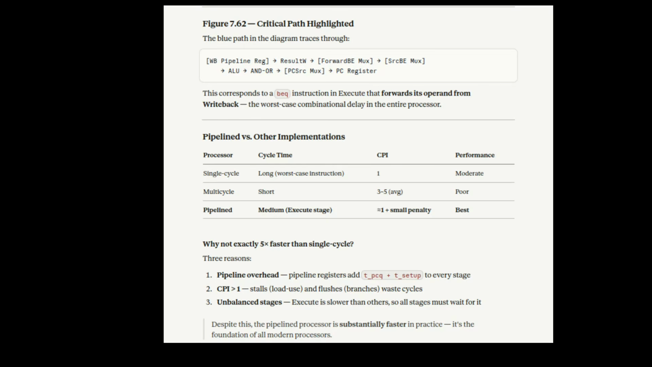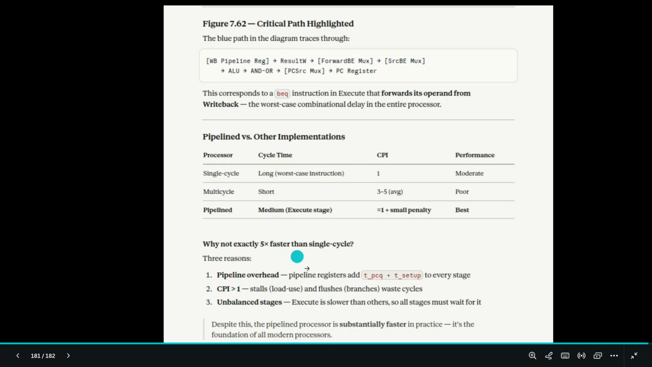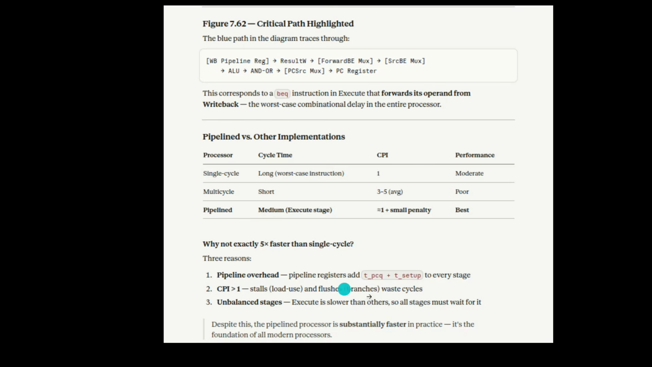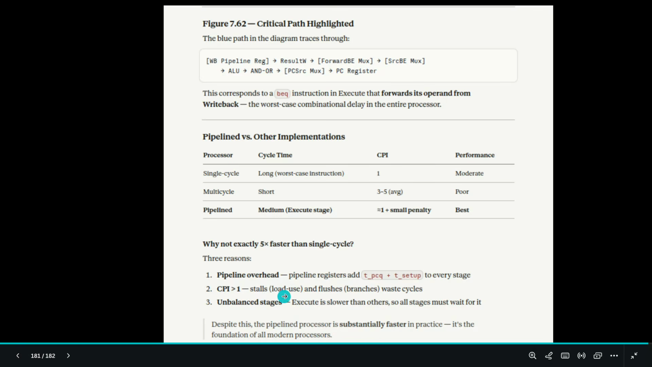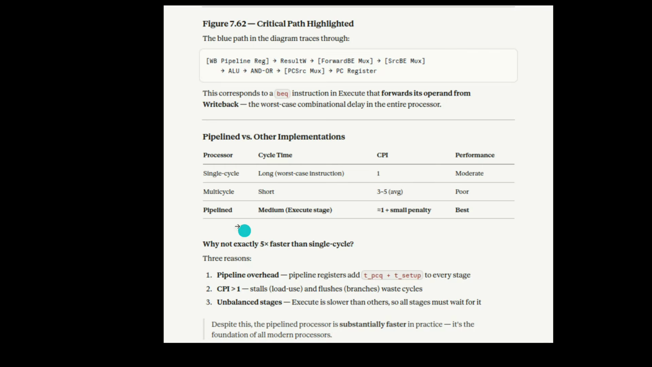Cycle time, if you consider, the longest cycle time is for the single cycle, moderate is for pipeline, and multi-cycle has the shortest. Why is pipeline not exactly 5 times faster than the single cycle? Because there are some reasons. Pipeline overhead is happening. We have to add pipeline registers, adding T setup and T PCQ value to every stage. And the CPI value would be greater than 1 because of stalls and flushes. And unbalanced stages: execute is slower than others, so all stages must wait for it. These are the reasons why the pipeline is not 5 times faster.